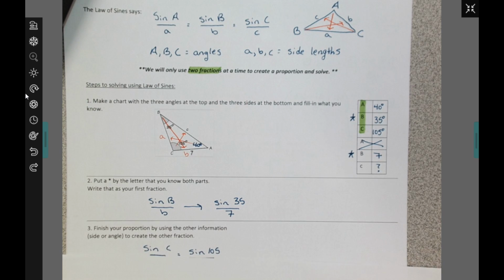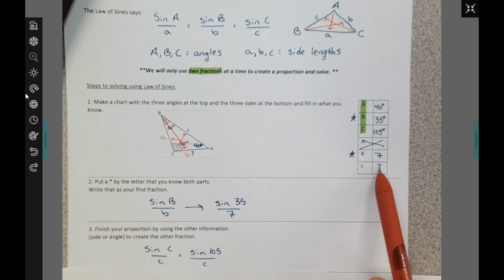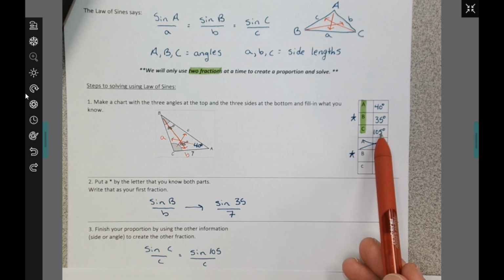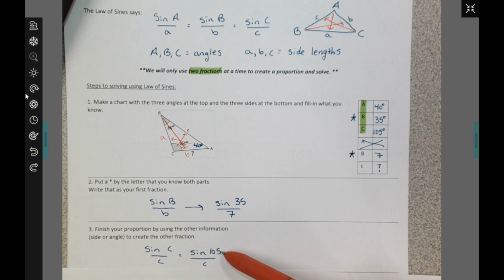For 3, they want us to finish our proportion by using the other information. So looking at my other information, I want to solve for C, and they gave me angle C. So I'm going to work with those. You have sine 105 degrees over side length C. The last thing we have to do is actually solve this.